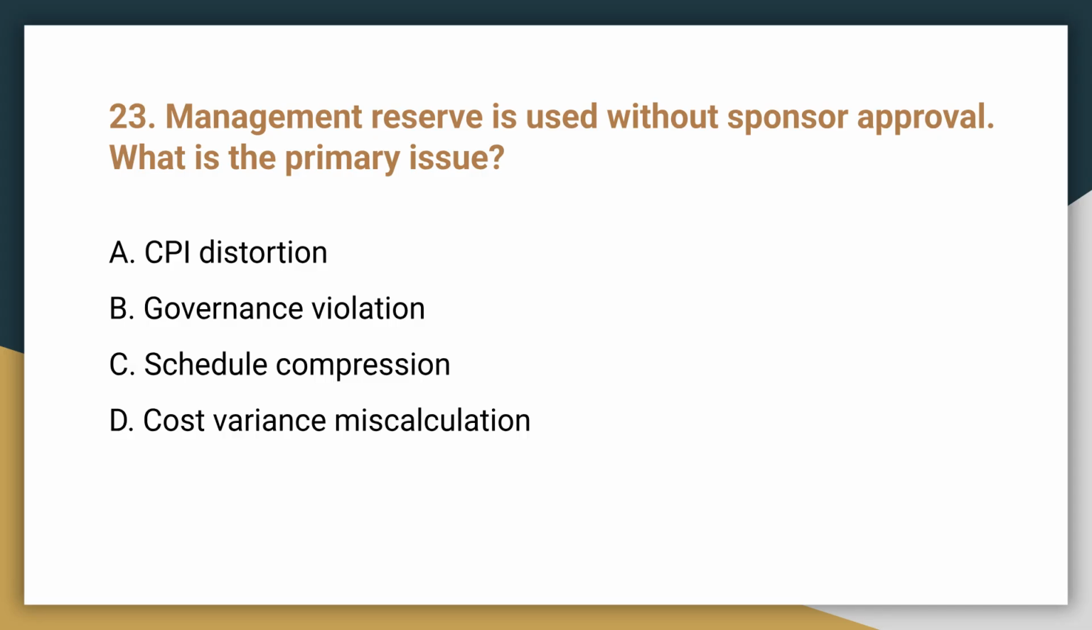Question 23. Management reserve is used without sponsor approval. What is the primary issue? The correct answer is B, governance violation. Management reserve is outside the cost baseline and requires formal authorization before use.